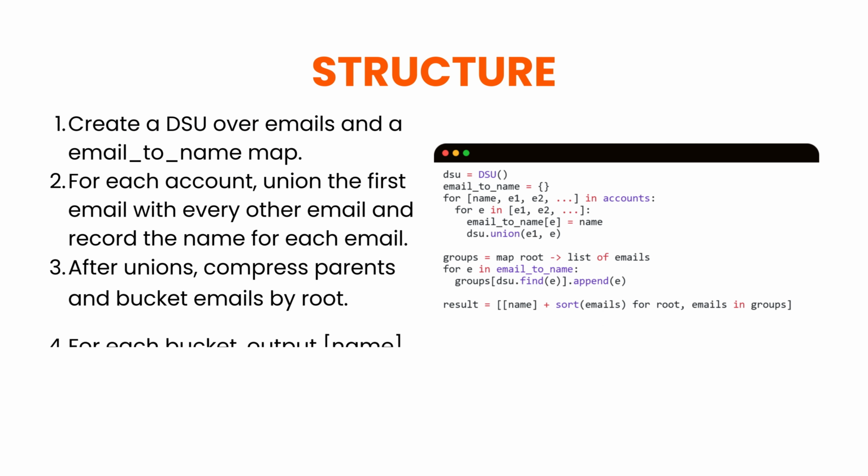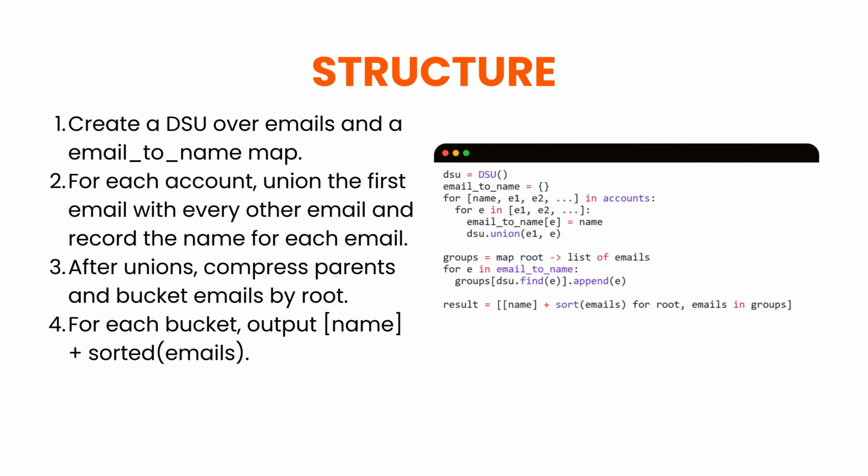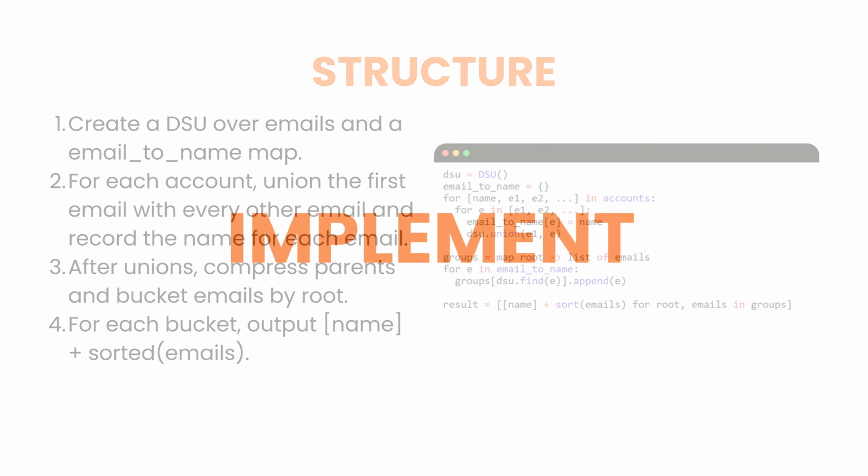Here's the structure. Create a DSU over emails and an email_to_name map. For each account, union the first email with every other email and record the name for each email. After unions, compress parents and bucket emails by root. For each bucket, output name plus sorted emails.